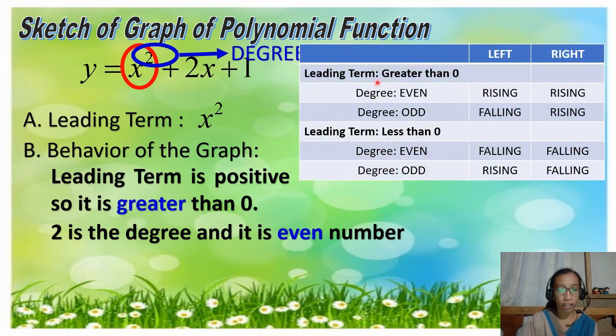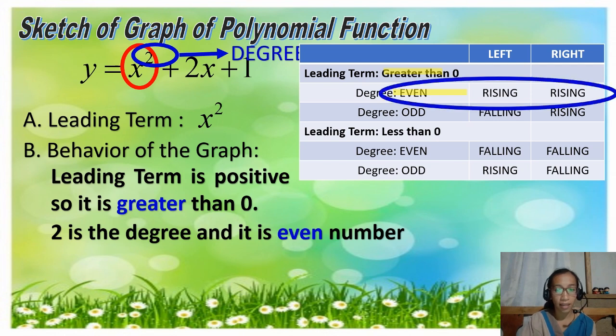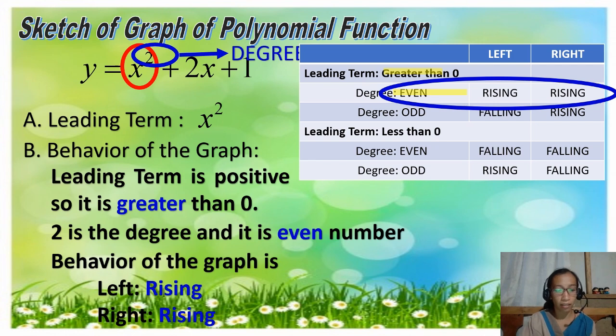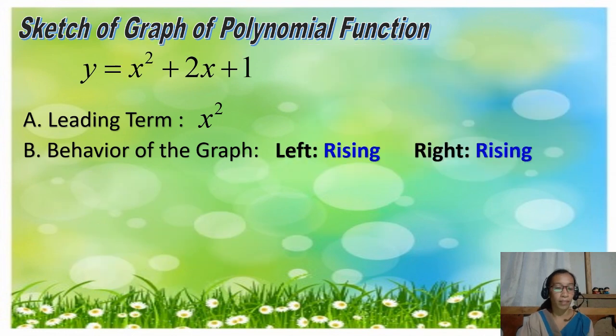Now, look into the table. So, pagtingin natin ng table, greater, even. So, meaning the behavior of the graph is rising, rising. So, on the left it is rising, on the right, rising.